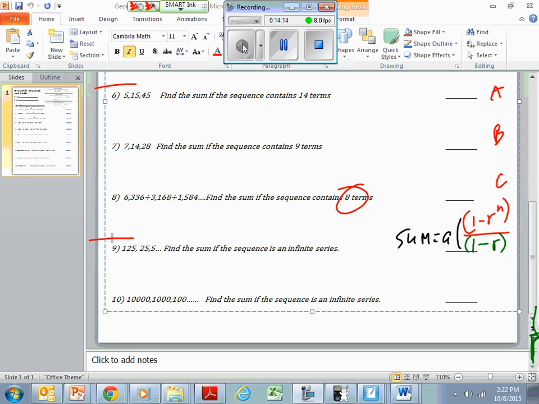Gotcha. All right. Here's my A. Here's my N. Let's find my R. 3168. Somebody on the calculator, please do 3168 divided by the other guy. And the R is going to give me a point something.